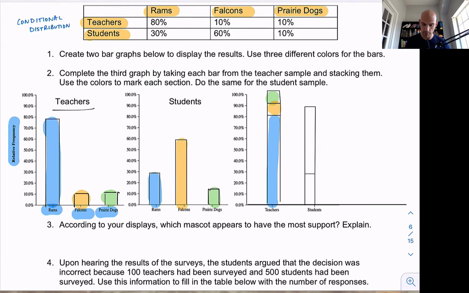Okay, and then up to 100% is prairie dogs. It's a little bit short there, but we kind of get the idea. Rams, and then falcons here. You can see pretty quickly what happens, which one was most for teachers, which one was most for students. Now, in this next piece we're going to construct a mosaic plot.